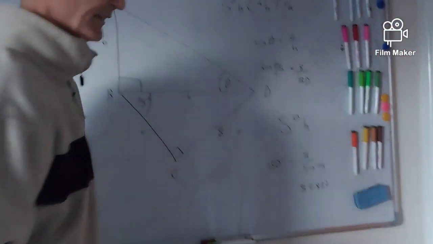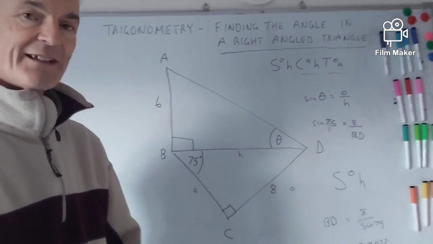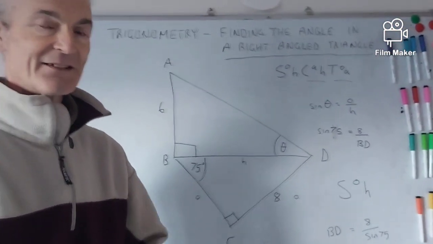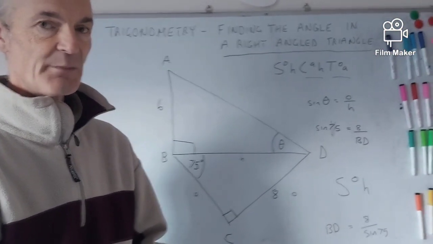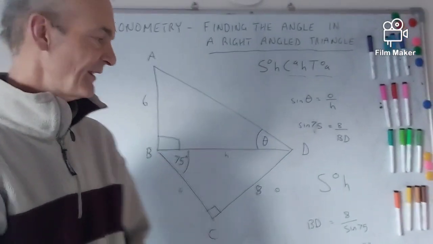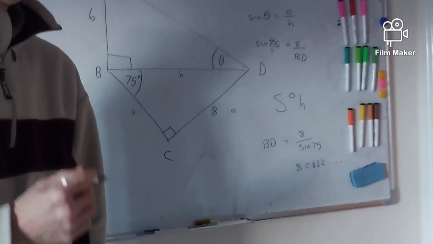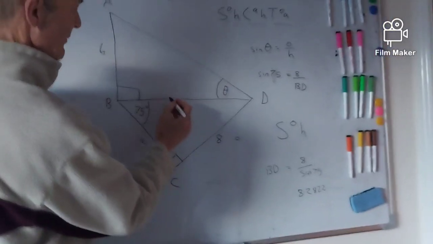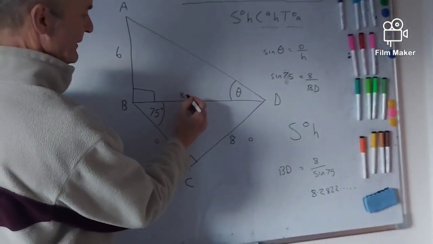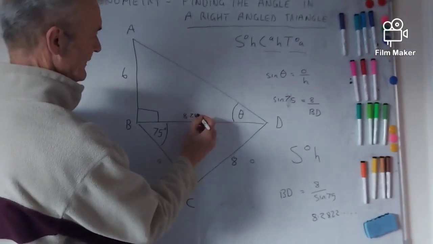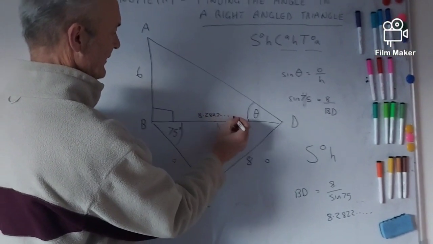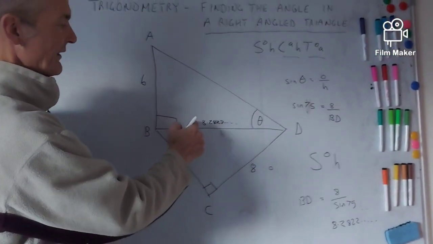And quite a few decimal places after it. Now, when you've got that in your calculator, leave it there. Don't delete it. Don't try to round it up because you'll get an error later on. This is what I would call an interim calculation. So we need to keep the full number in there. But I'll just write it up here for the time being: 8.2822 and so on. Okay, so we've got that side.